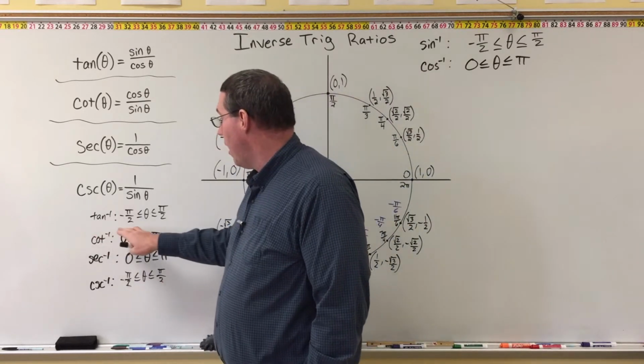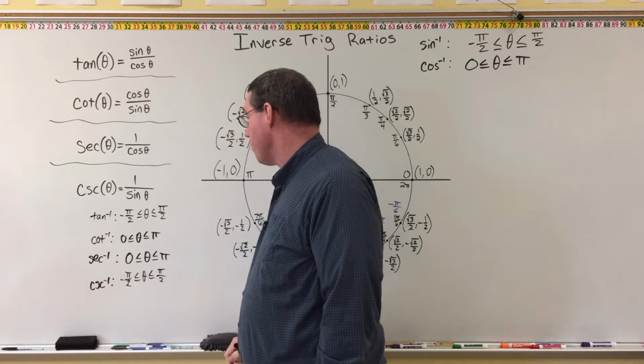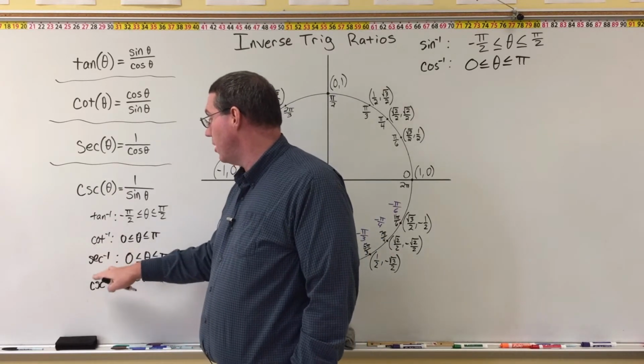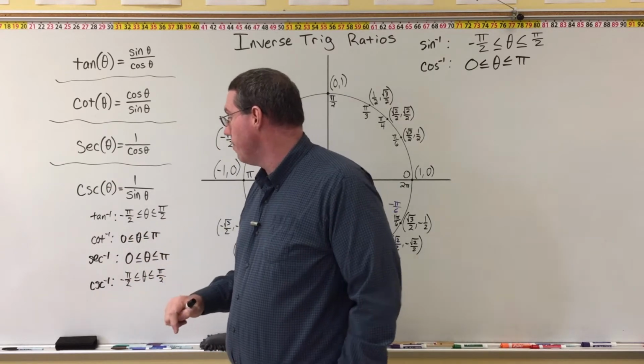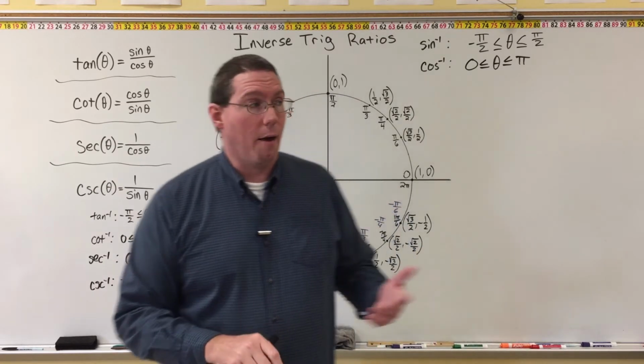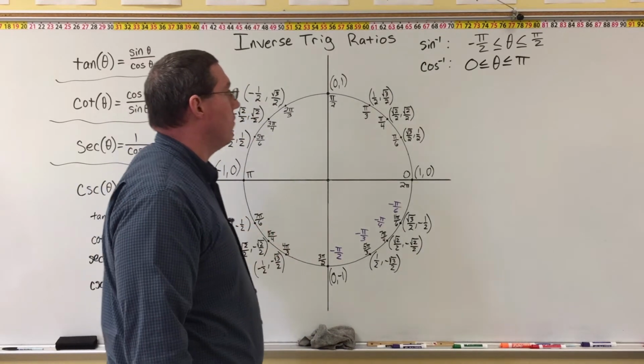Okay? All right, so now that we understand that, we know that all of our answers for tan inverse have to fall between negative pi over 2 and pi over 2. Same for cosecant inverse. And then all of our answers for cotangent inverse and secant inverse have to fall between 0 and pi. Okay? All right, so now that we have those preliminaries, now we can actually look at how to solve one of these answers.